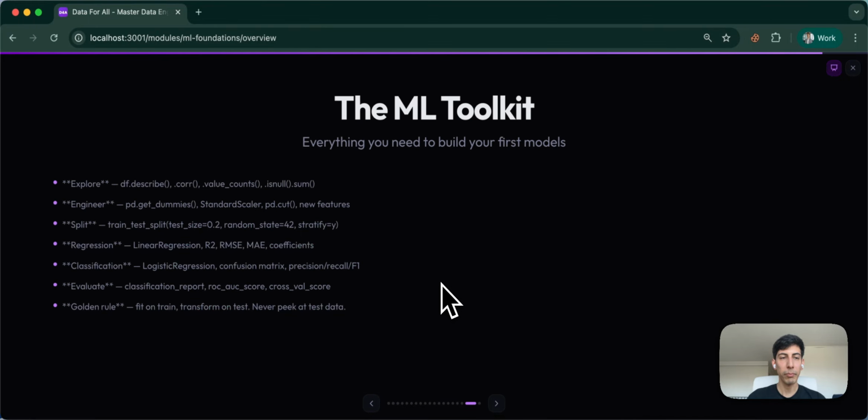Okay? That's the complete ML foundations. You know the full pipeline. From exploring data with pandas, to engineering features, to splitting data properly, to training both regression and classification models, and evaluating them with the right metrics. The pattern is always the same. Explore, engineer, split, train, and evaluate. Okay? So the model and the metrics change depending on whether you are predicting a number or a category.